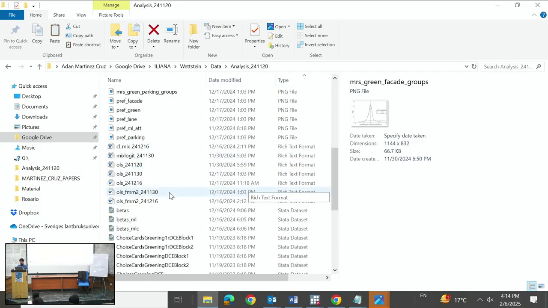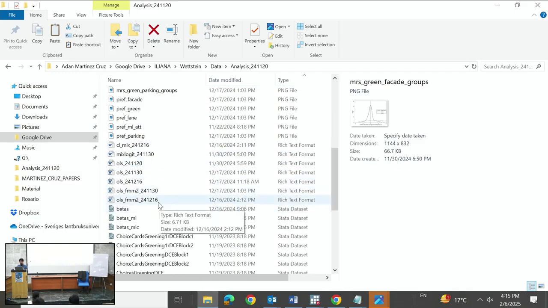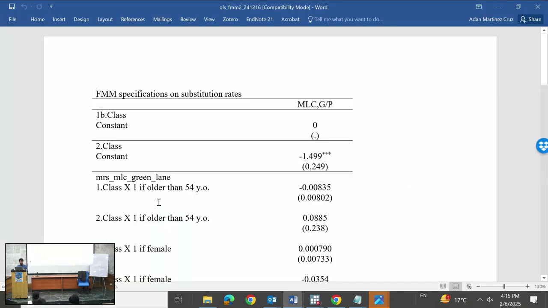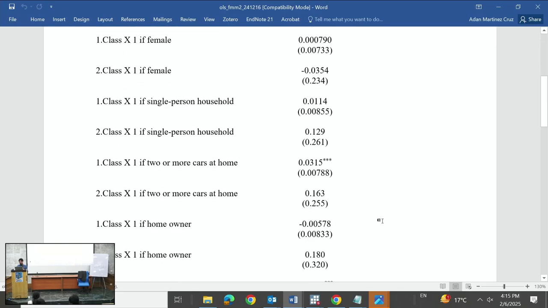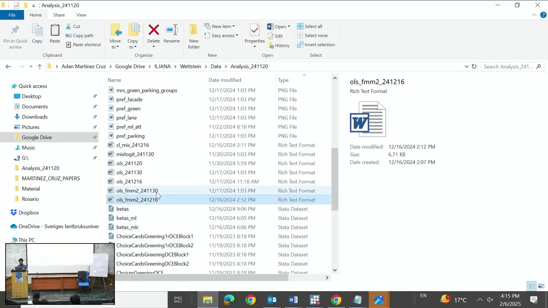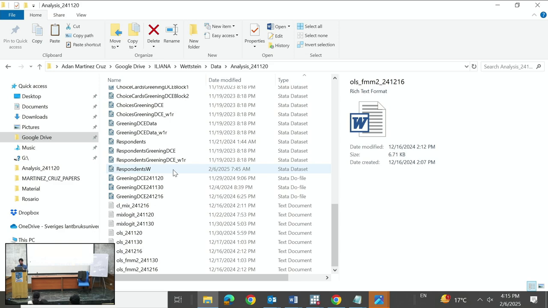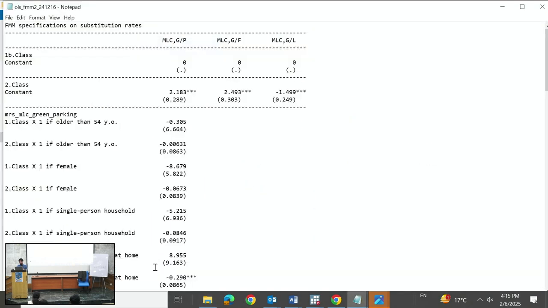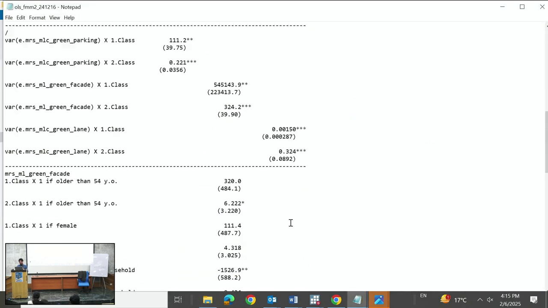I'm going to show you the results. Let me see if I can explain them. Now this is green parking. Here. This is the one.